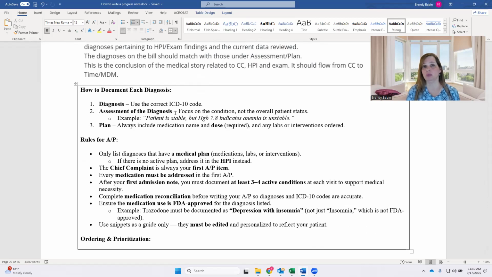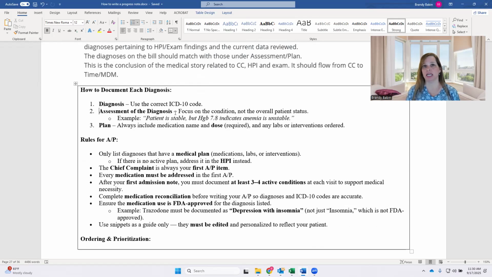So the hemoglobin or the anemia is unstable if the hemoglobin is 7.2. So your diagnosis is anemia. Your assessment is a hemoglobin of 7.2, and your plan is going to be initiate ferrous sulfate, draw a TIBC, a serum ferritin, a serum iron, an occult blood, redraw CBC in 2 days or whatever you want to do. But that's how you're going to do that.